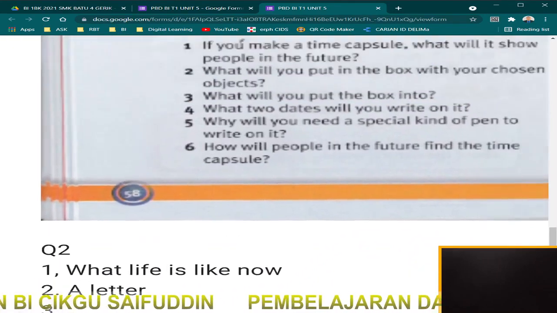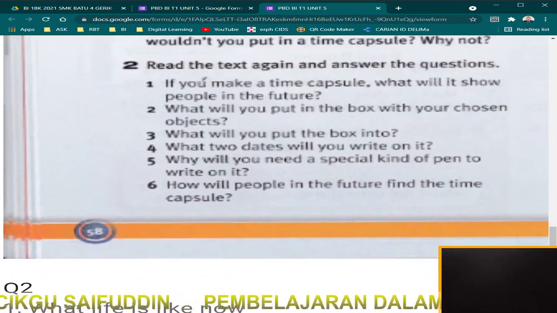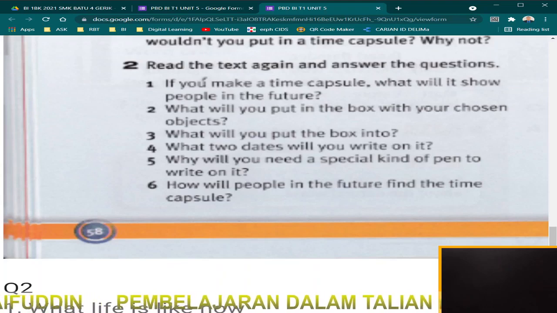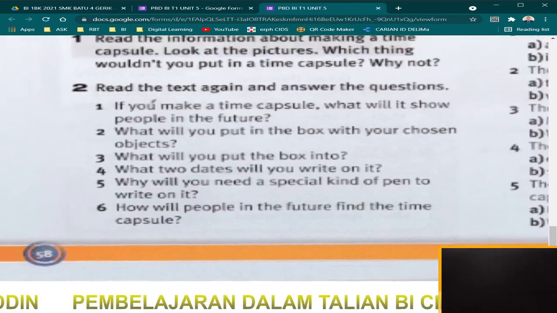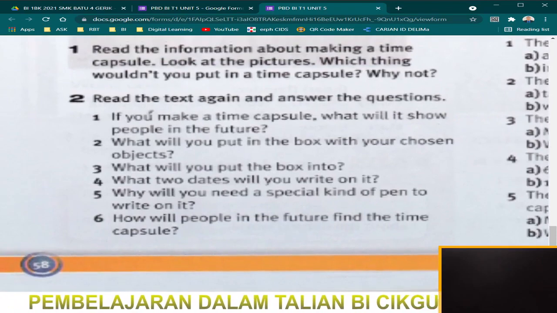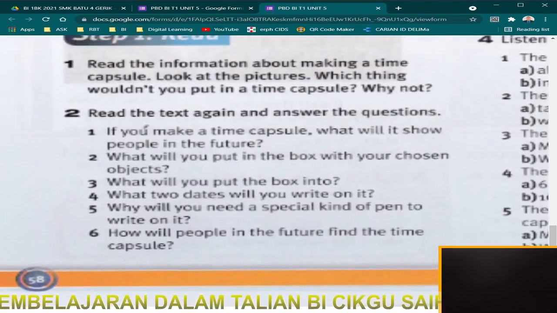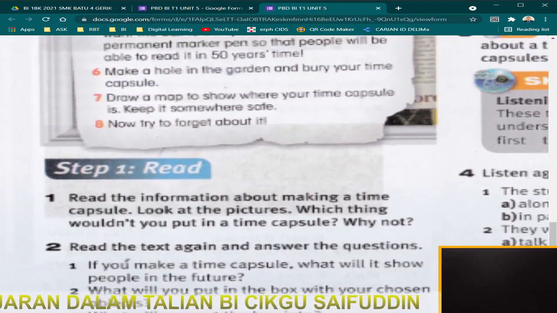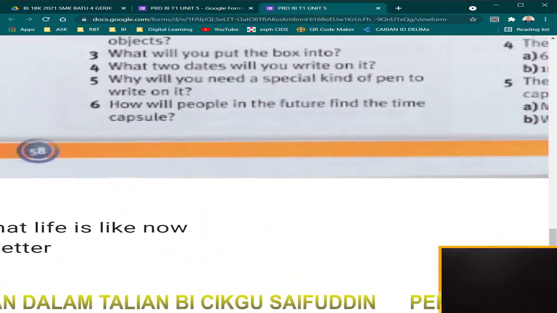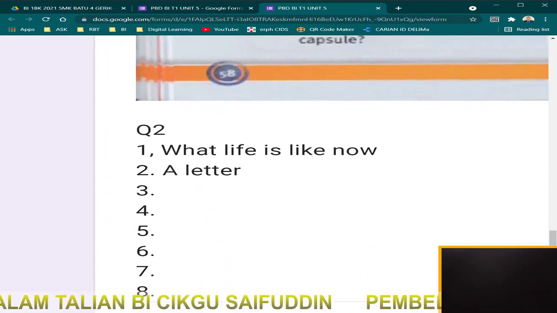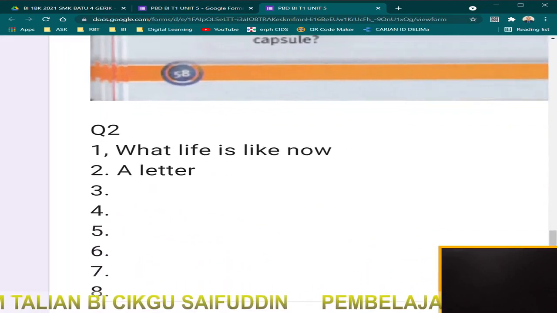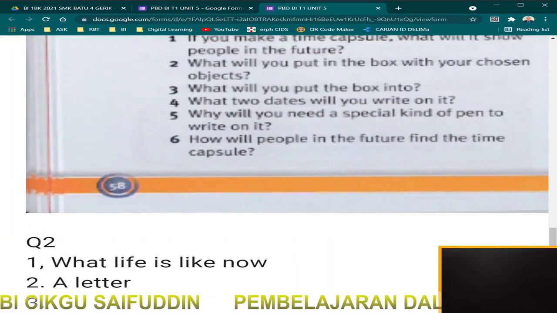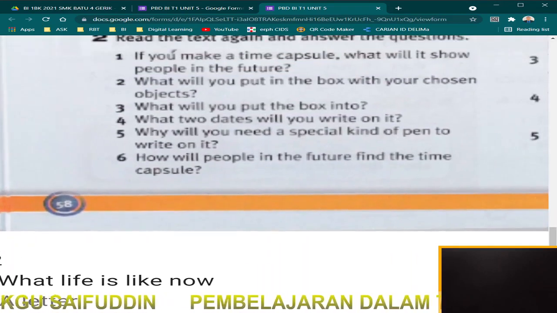Okay, and then question 2, a letter. What will you put in the box with your chosen object? Okay, you should put a letter, satu surat, a letter to describe about the item and what your expectation is about 10 years later in the future. Okay, for number 3 and numbers 6 until 8, you have to find out the answer by yourself. I just give you the hints orally. Okay, secara lisan saja. So, anda kena jawab sendirilah.